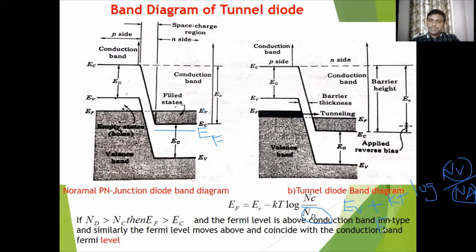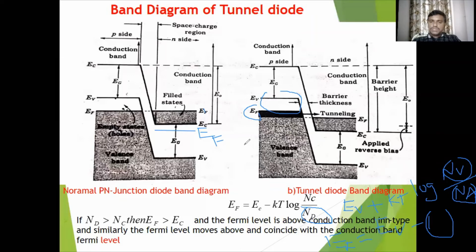So the equation becomes EV minus some positive value multiplied with a negative value. So you will get EV minus some value. So EF is nothing but the valency band energy level minus some value. If in the p-type material EV is the highest energy level of the valence band, then EF is below that. Why is it below? That is EV minus some value.